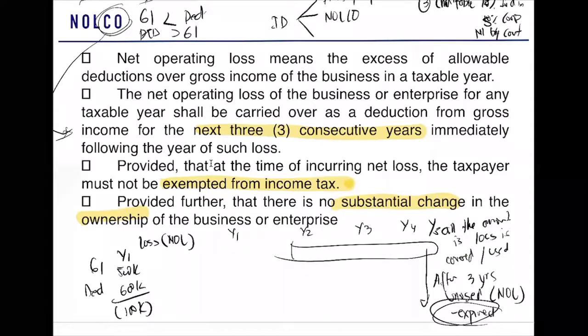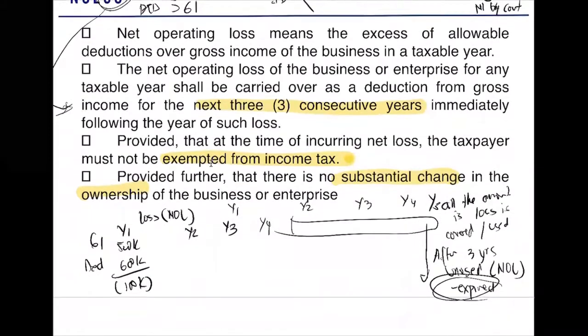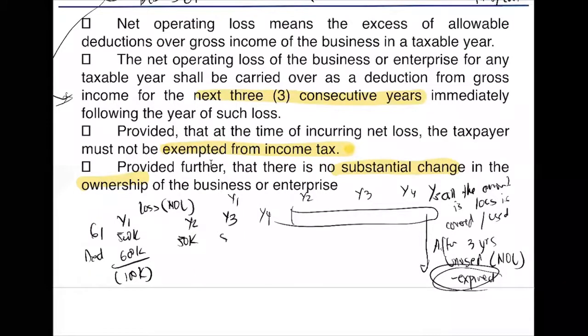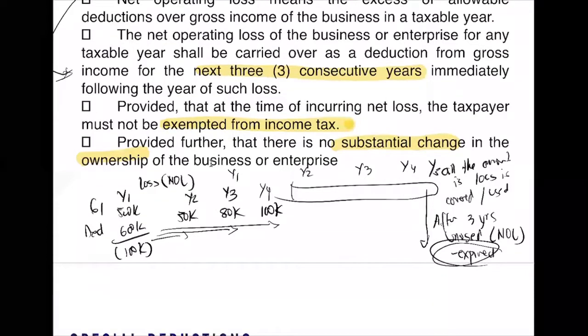Okay? So assuming on year two, year three, and year four, you have the following income. Year two, our income is 50,000. Year three, our income is 80,000. Year four, our income is 100,000. So you can carry that over for the next 3 years. Tama? So year two, can you carry over the whole 100,000? No, only up to the extent of the income. So 50,000 lang. So what is the balance of our NOLCO? The balance now is 100 versus 50, 50,000.